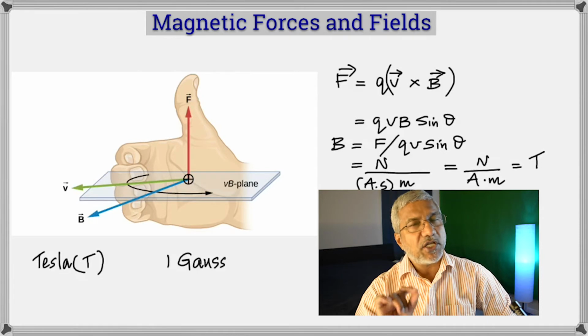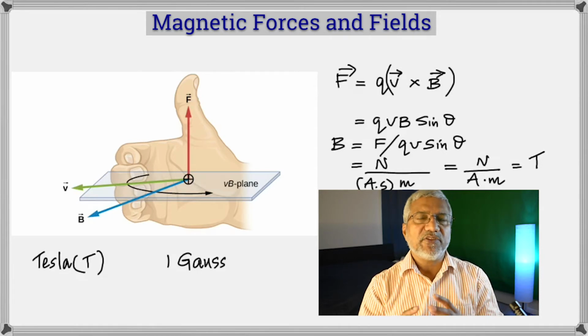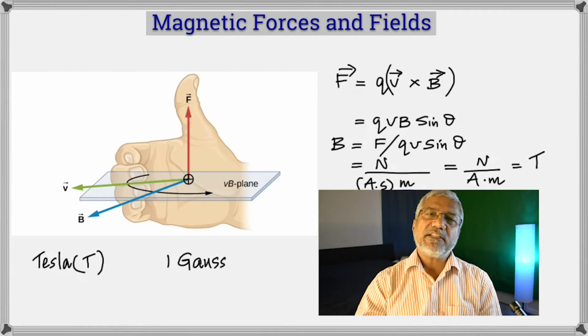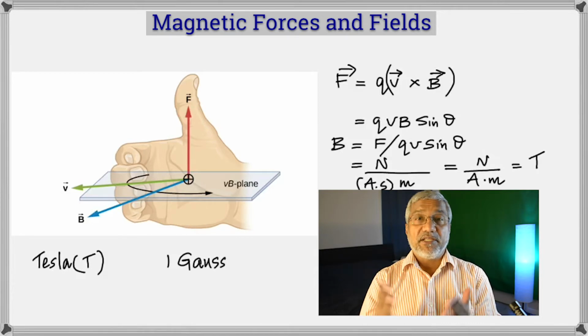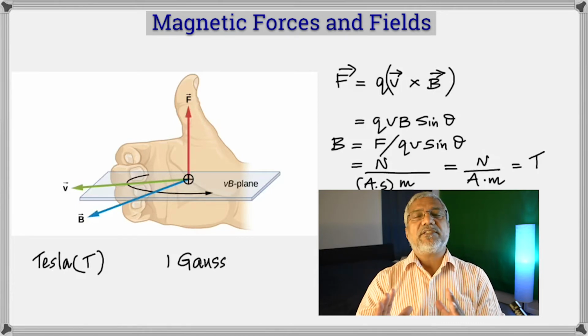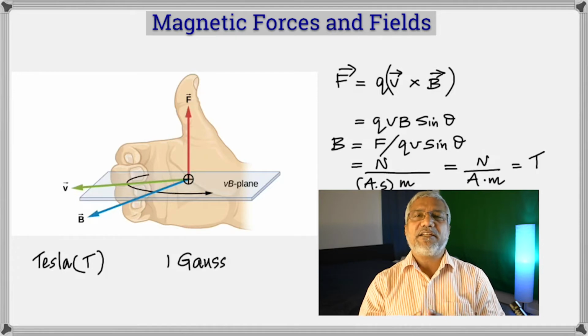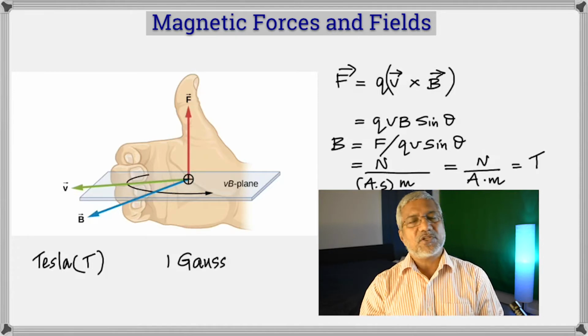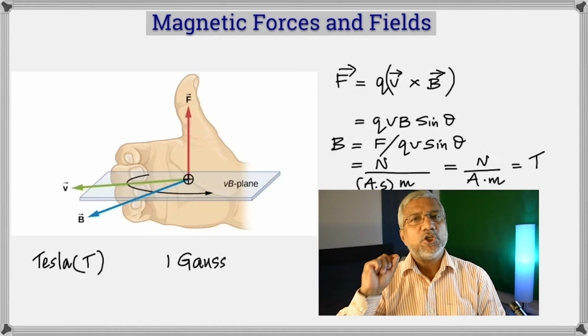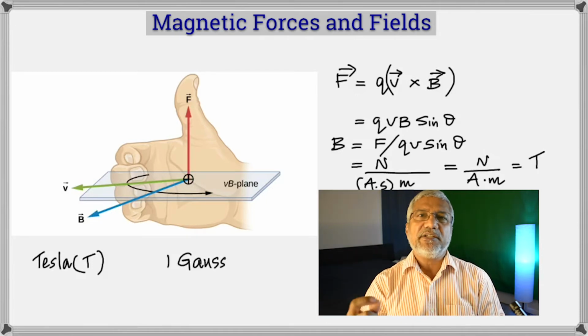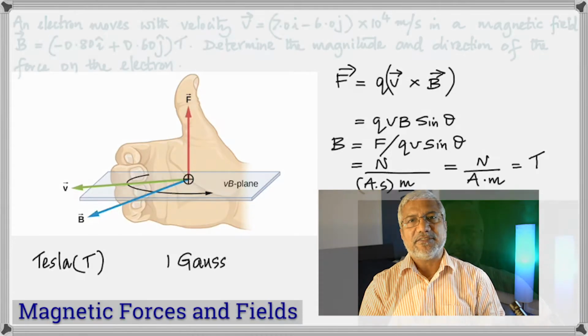So Tesla is not a basic unit in the SI, because magnetism is always defined in terms of electricity. Believe it or not, wherever there is an electric current, there's always a magnetic field. We're going to see that. Because whenever a charged particle moves, there will be a magnetic field. So magnetism is studied in relation to electric current.